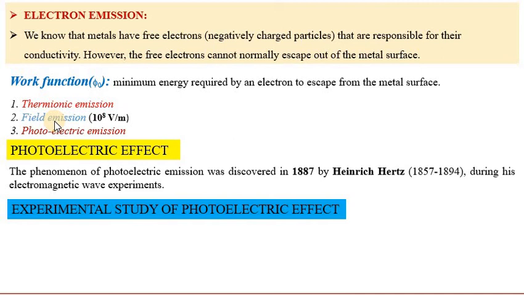And what is photoelectric emission? Photoelectric emission is when high energy light is incident on the metal surface, and then electrons are emitted from the metal surface, and these electrons are called photoelectrons. So this is a very important property. Later on I will discuss the full photoelectric effect and the experimental study of the photoelectric effect. So let's see, I come to that part.